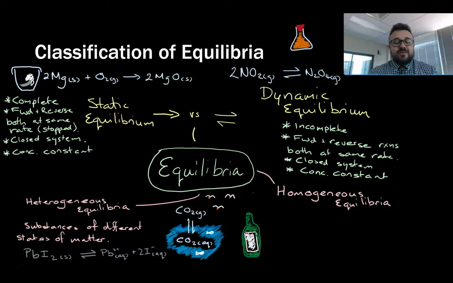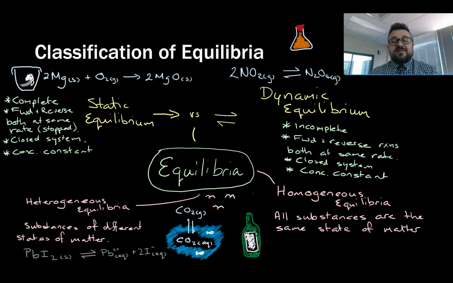Or we can have homogeneous equilibria. For example, all substances are the same state of matter. The nitrous oxide into the dinitrogen tetraoxide is a homogeneous equilibrium. So is the acetic acid in vinegar. So acetic acid is a weak acid, which means it exists in equilibria. So we can have acetic acid dissolved as the acetic acid molecule, but some of that will ionize in equilibrium to give us acetate, so that's the CH3COO minus ion, and the H plus ion. So here we have a homogeneous equilibria.